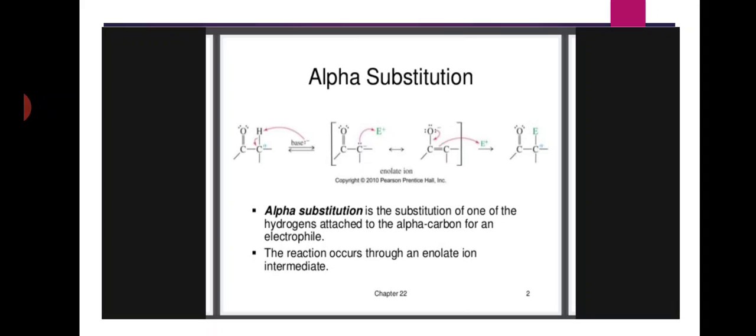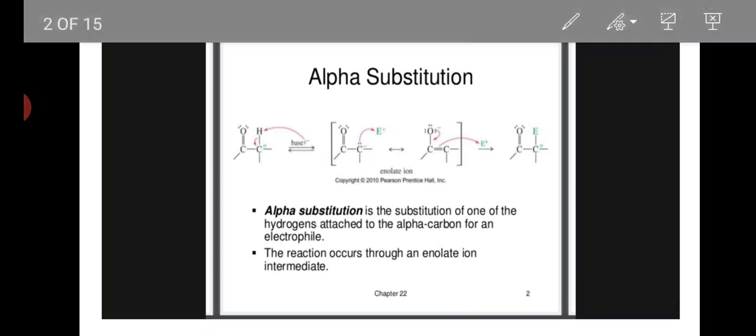or nucleophile. The reaction occurs through an enolate ion intermediate. Okay, in this alpha substitution reaction, the reaction intermediate is an enolate ion. The reaction occurs through an enolate ion intermediate.